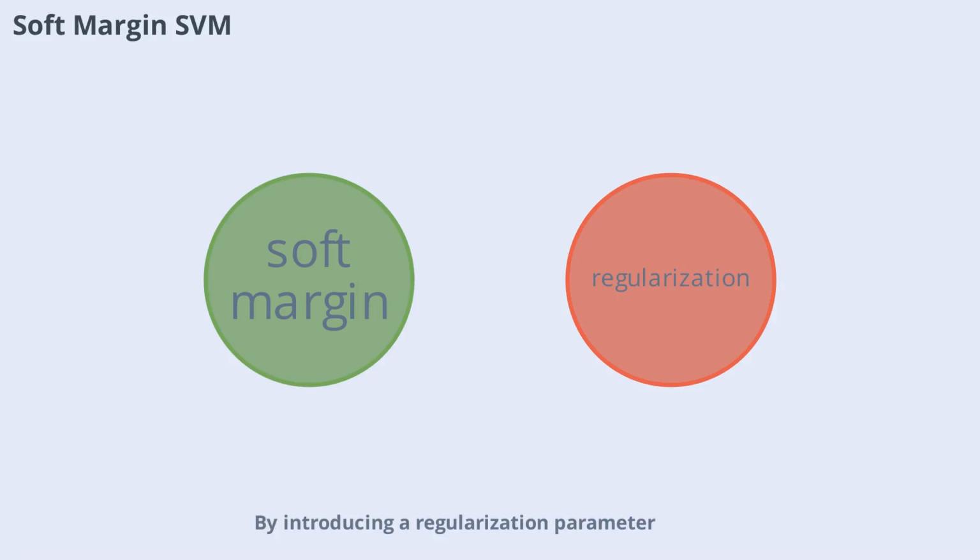Soft margin SVMs allow for some misclassification in the training data to achieve better generalization. By introducing a regularization parameter, the model balances maximizing the margin with minimizing classification errors. This approach is especially useful when dealing with noisy or overlapping data.